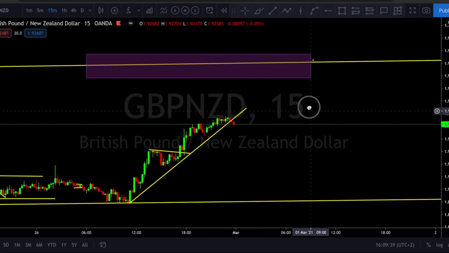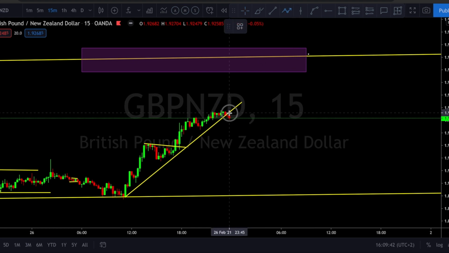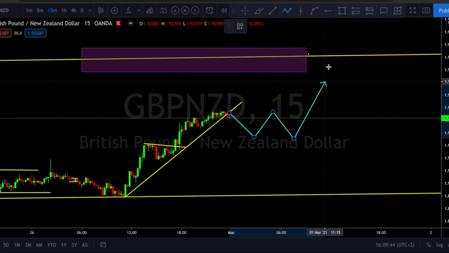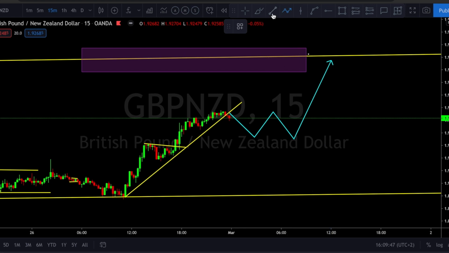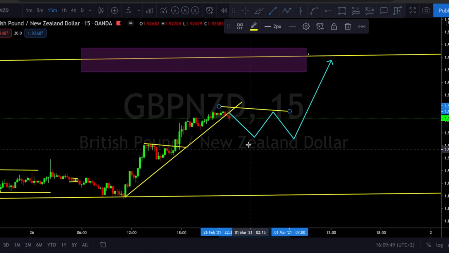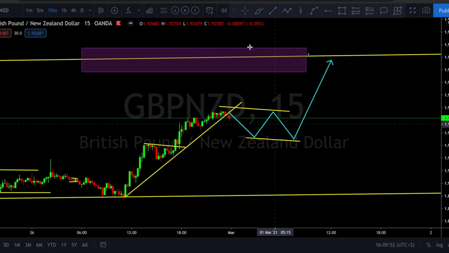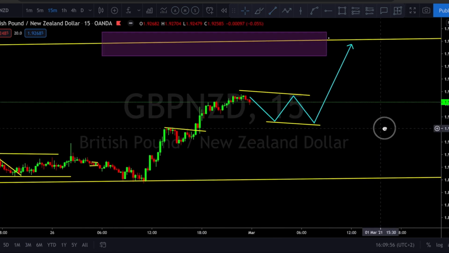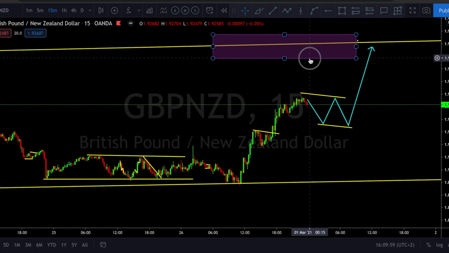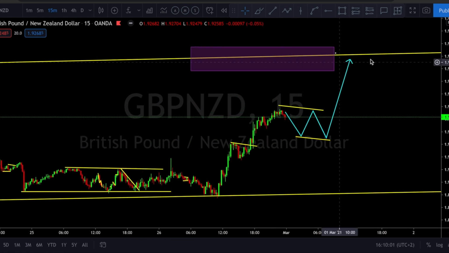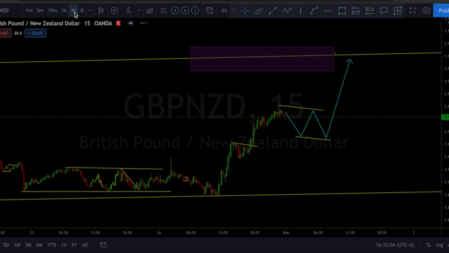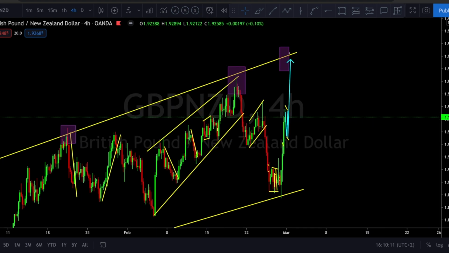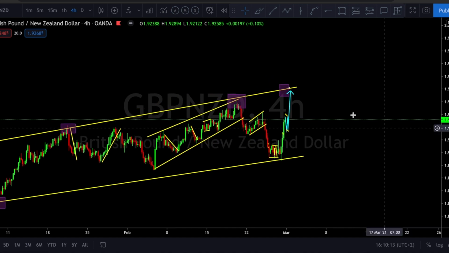Maybe we might get a bigger correction before we can push up here, because it looks like it's already exhausted. So if we get something like this, I might be interested in this one. It is a GBP New Zealand dollar. I don't know what is happening with my network today. It's very slow.